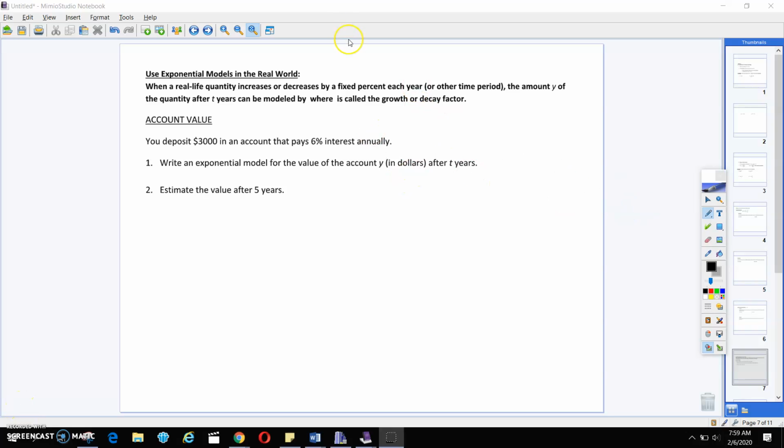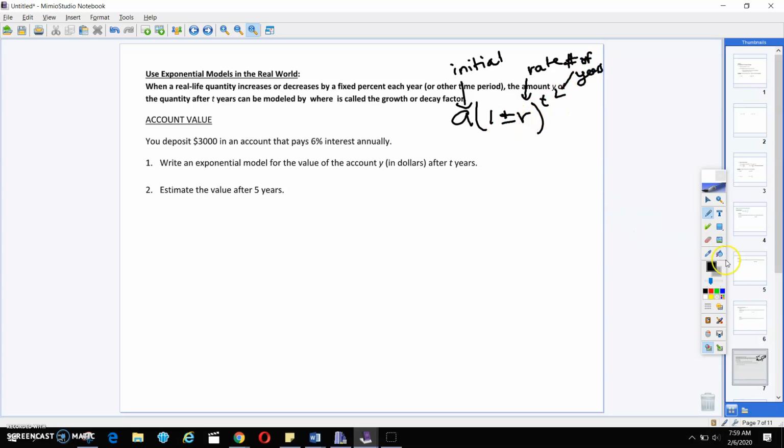Growth and decay. Okay, so with growth and decay, you're going to use this formula. It's on your paper: A times 1 plus or minus r, and we're going to raise that to the t power. A is going to be your initial amount, r is going to be your rate, and t is going to be your time or number of years.